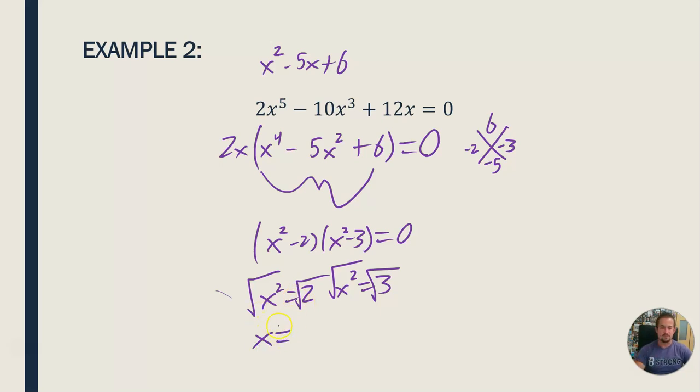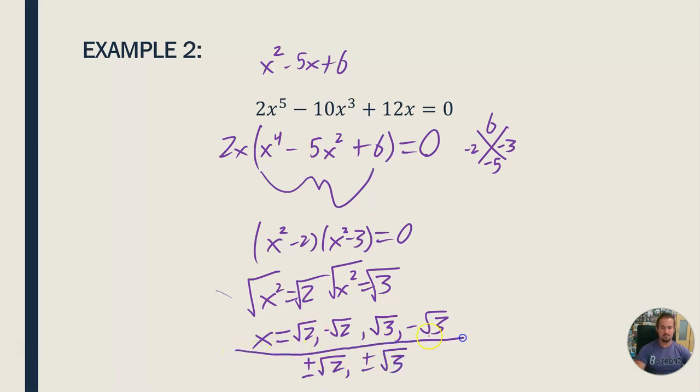The square root of 2 is a decimal, an irrational number. So I'm just going to write the square root of 2 and negative square root of 2. And then the square root of 3, I'm going to write square root of 3 and negative square root of 3. Note that oftentimes you'll see your answers written like this: positive and negative square root of 2 and positive and negative square root of 3. Okay? Either way you write it, I don't care.